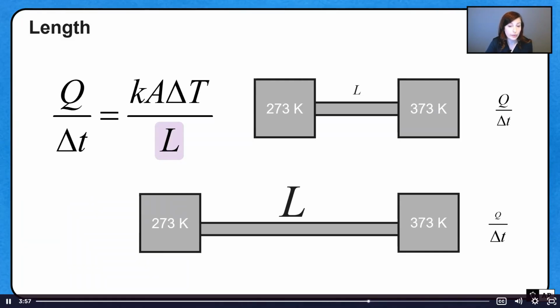Since we know the energy is transferred via vibrations of the atoms and molecules, when there's a greater distance through which that energy has to travel, it's going to take a longer amount of time for those interactions to occur and for that energy to reach that second object.